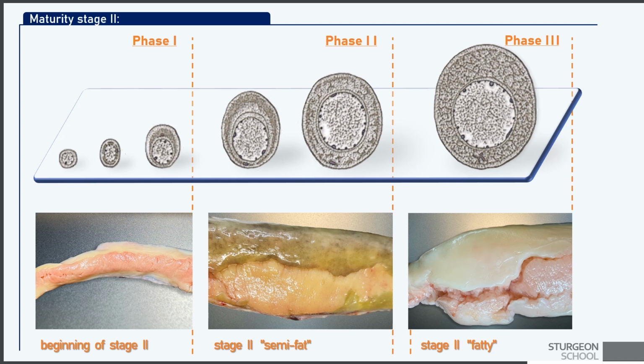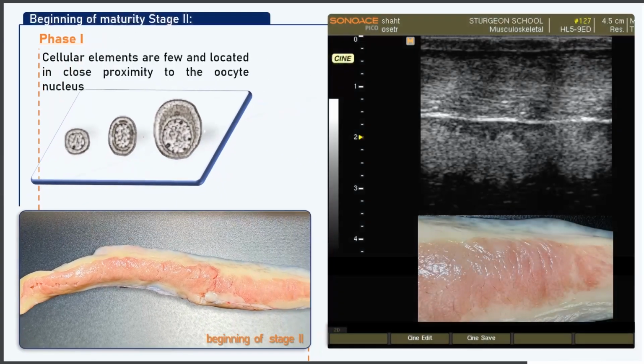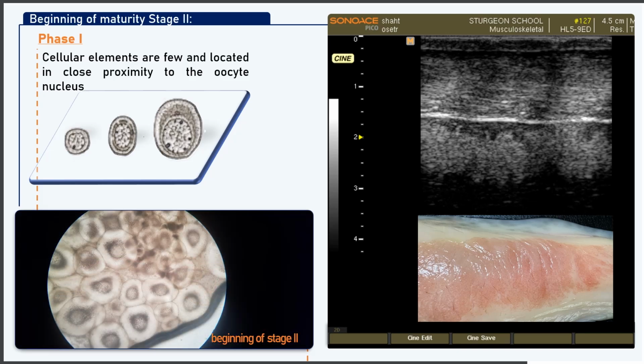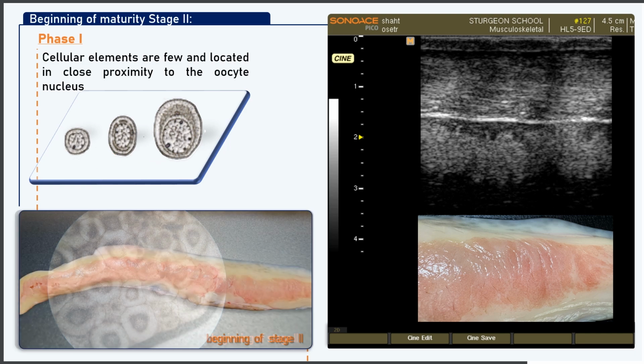On the slide, we see a schematic representation of the changes occurring in the oocyte as it passes through the second stage. As the oocyte grows at the very beginning of the protoplasmic growth period, cellular elements appear in close proximity to the nucleus, then move into the cytoplasmic thickness.